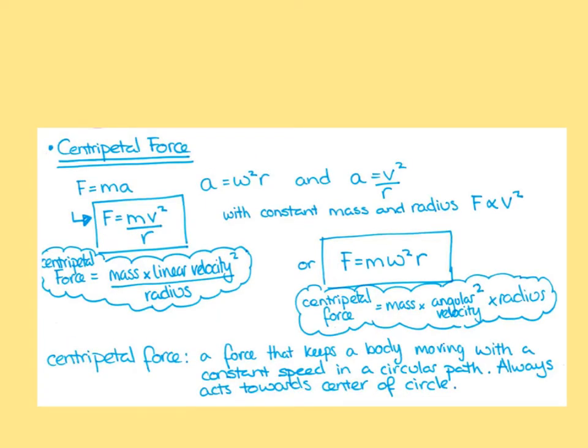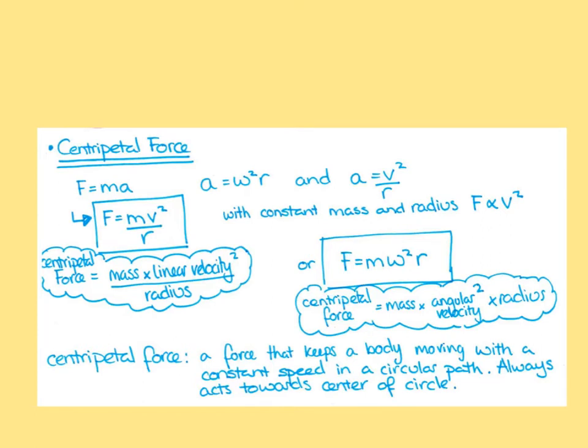Now, if we use F equals ma and the expressions that we've just seen for centripetal acceleration, we can get our expressions for centripetal force. So, based on F equals ma, we're going to substitute in for a. First of all, let's substitute in the centripetal acceleration is equal to v squared over r. When we put that into F equals ma, we get that the centripetal force is equal to the mass times the linear velocity squared divided by r. If the mass is staying constant and the radius is staying constant, then F is proportional to v squared.